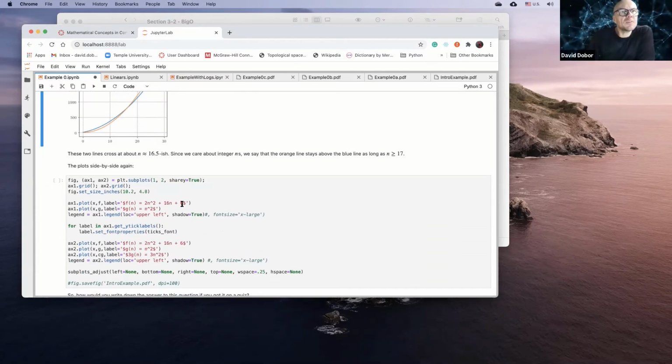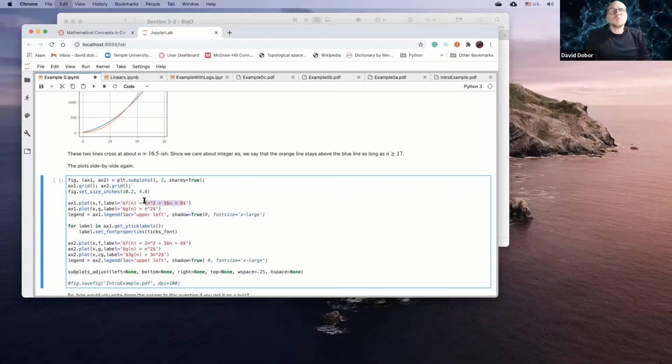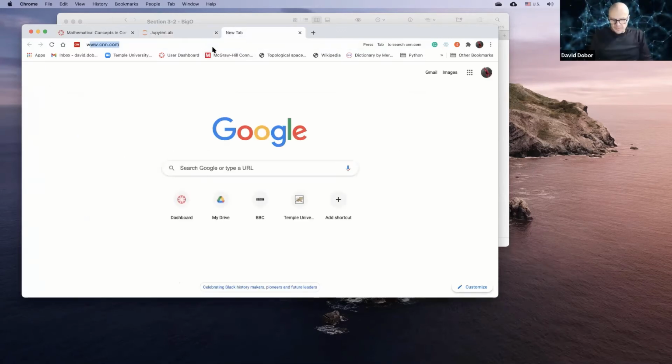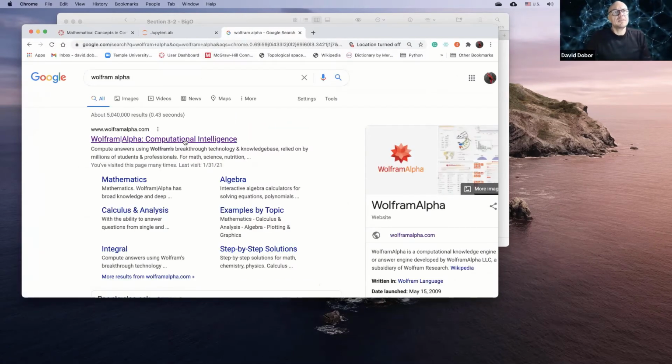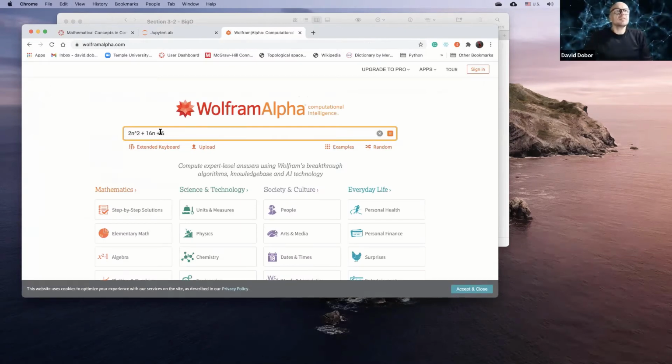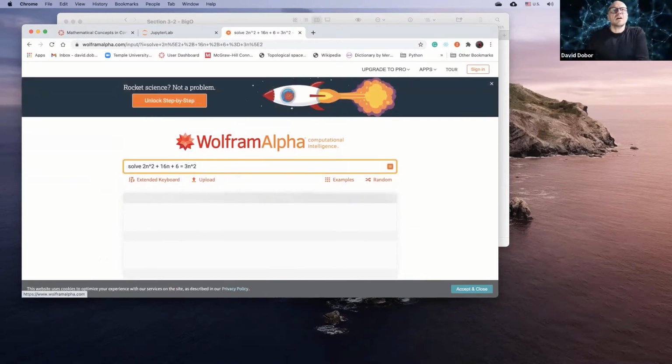So what's the intersection point? Well, you have to solve the following. You want to know for which n's this is equal to 3n squared, right? Now this is a quadratic equation. So you throw 3n squared over to the other side, and you'll have minus n squared plus 16n plus 6. When does that equal 0? You solve this quadratic equation, you know how to solve this. When you solve this, you'll get an answer.